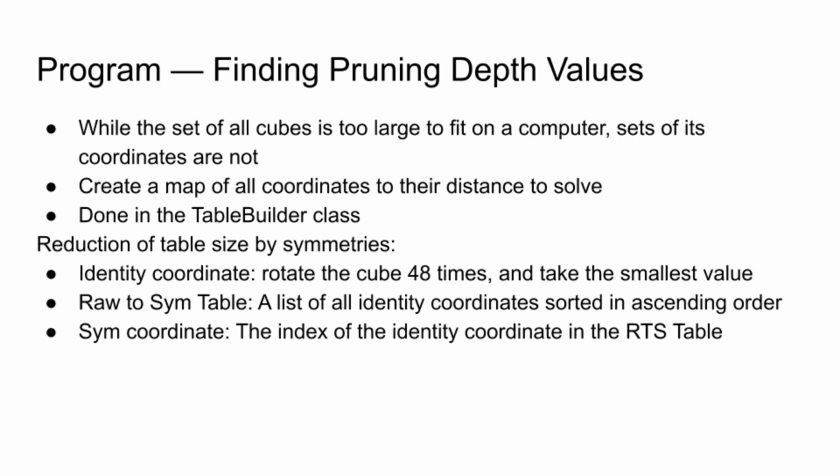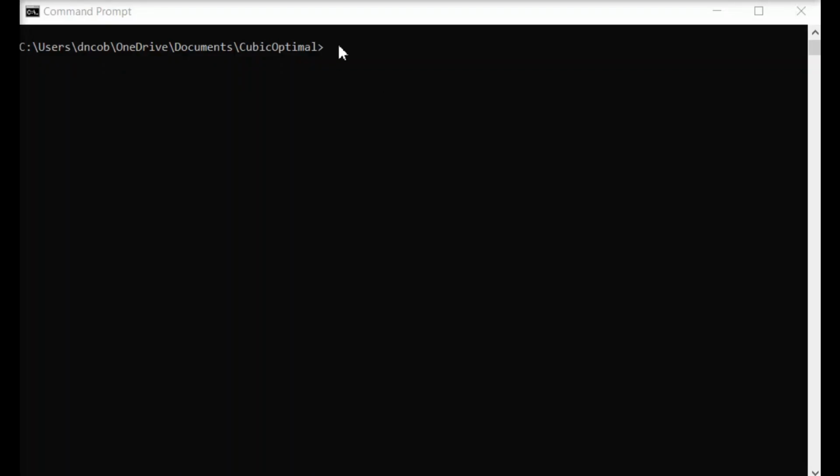Reducing by symmetry is a trade-off between computing time and memory, which is why in the final implementation I give the user the ability to pick if they want to use symmetry reduction or not. And now we can finally see cubic optimal in action.